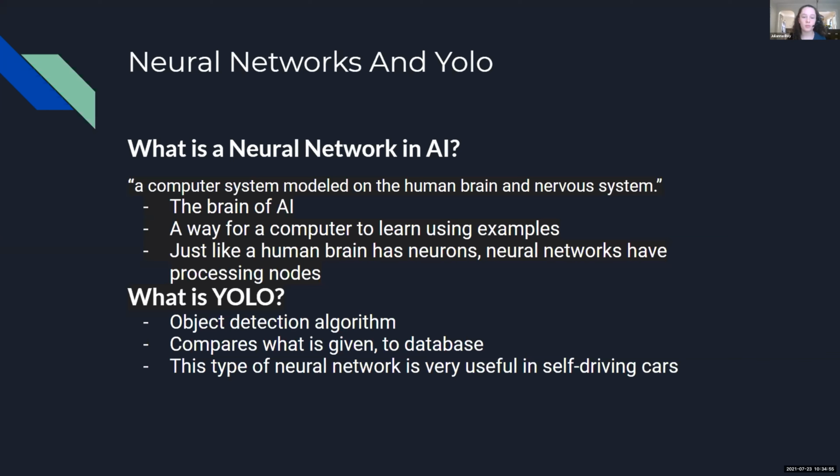Yolo is an object detection algorithm. What it does is that if you give it an image or a video, it will compare it to what it has already seen in its database. This type of neural network is really useful in self-driving cars because it can help it make connections and make decisions based on those connections.